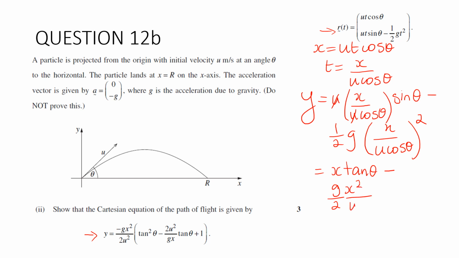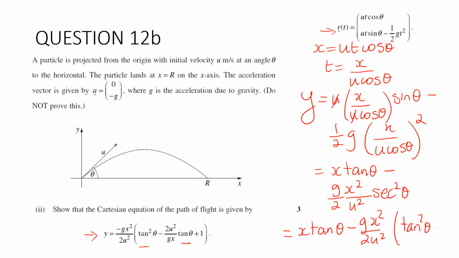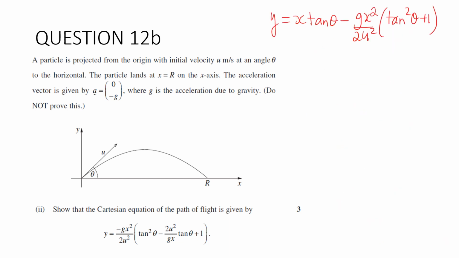Now I can see how they want tans here, so I'm going to bring this cos squared up to the top, which gives us sec squared theta, because this will give us x tan theta minus gx squared on 2u squared, tan squared theta plus 1. Which means I can bring out negative gx squared on 2u squared as a common factor. I don't quite have that here, do I? What have we got left over?